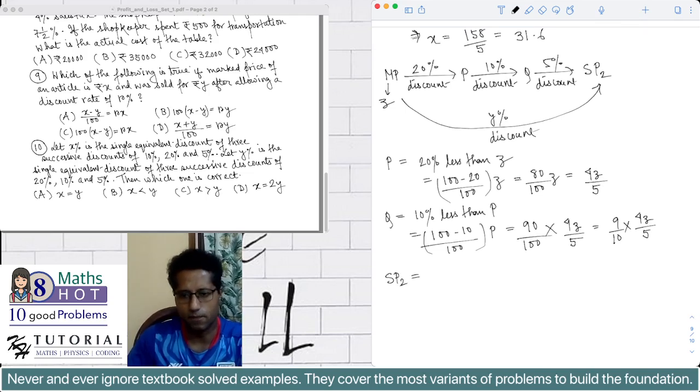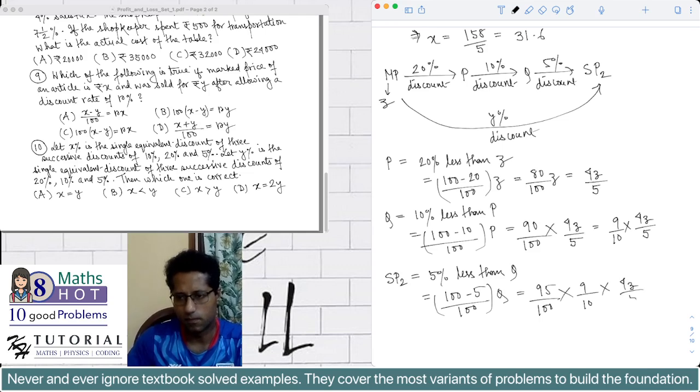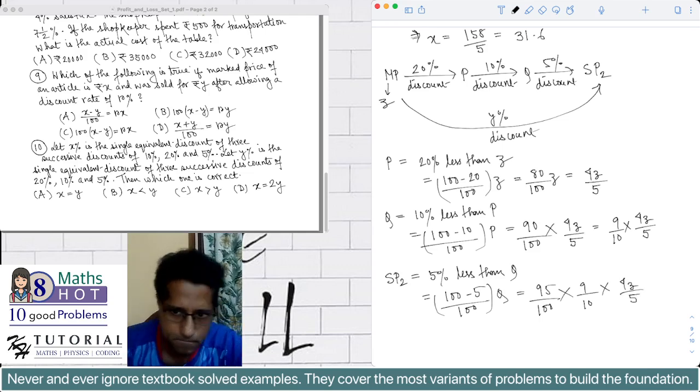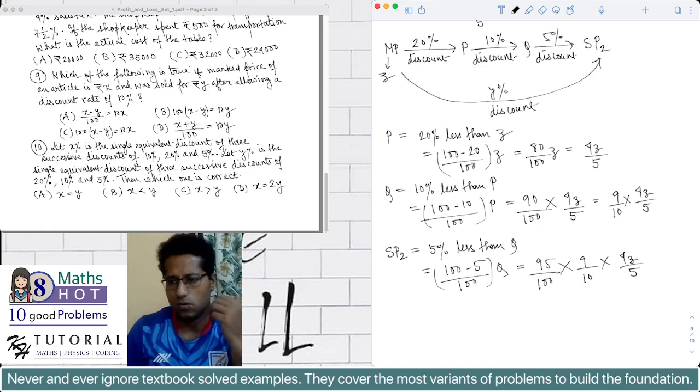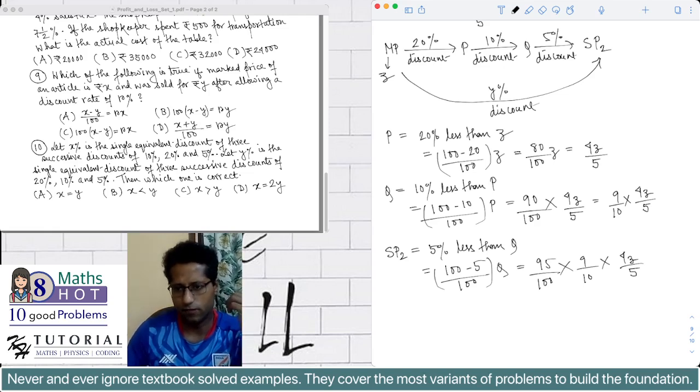And finally SP2 will be equal to 5% less than Q, which is equal to 100 minus 5 divided by 100 multiplied by Q, which is equal to 95 by 100 multiplied by Q. Q is 9 by 10 multiplied by 4Z by 5. Okay. So if I simplify 95 by 100, this is 19 by 20.